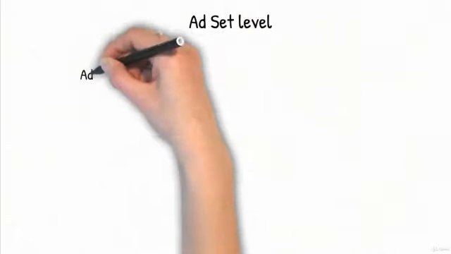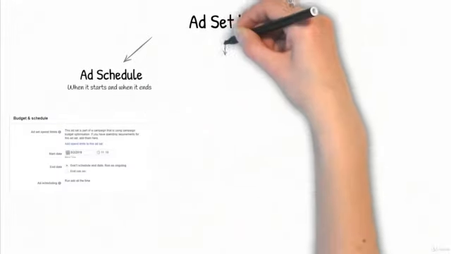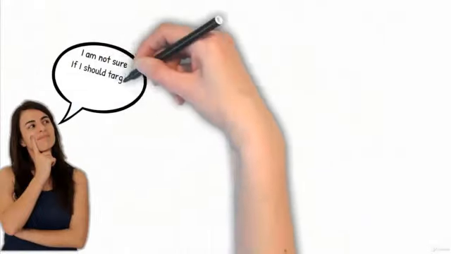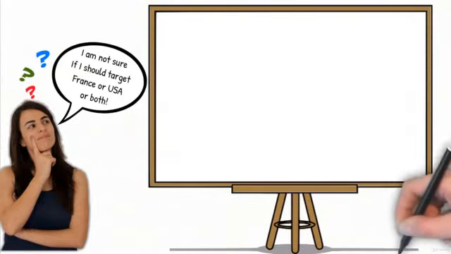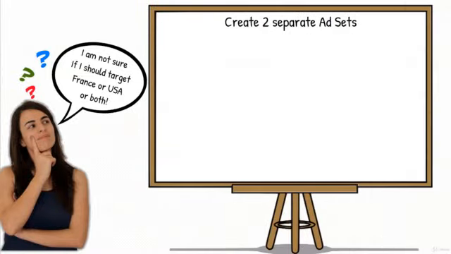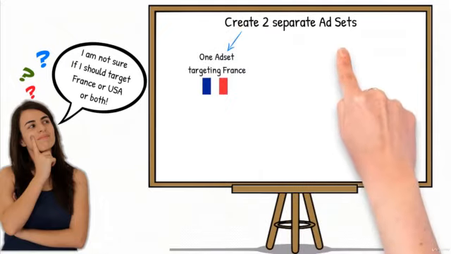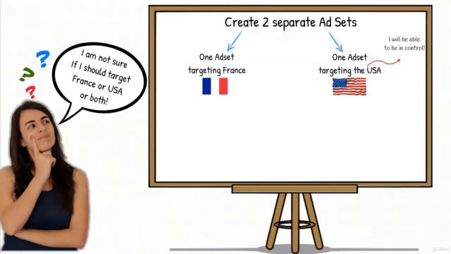At this level, you choose the schedule of your ad, when it starts and when it ends, the audience you want to target, and the ad placement. Let's say I want to target people in France and people in the USA, and I'm not sure which location will work best for me. I can create 2 separate ad sets and tell Facebook to target people in France in the first ad set and people in the USA in the second ad set. In this way, I will be able to be in control. How is that? Let me show you.